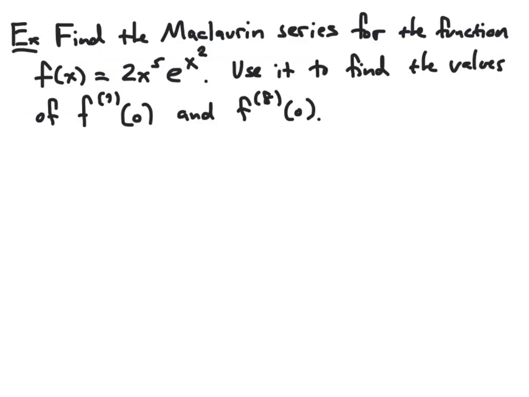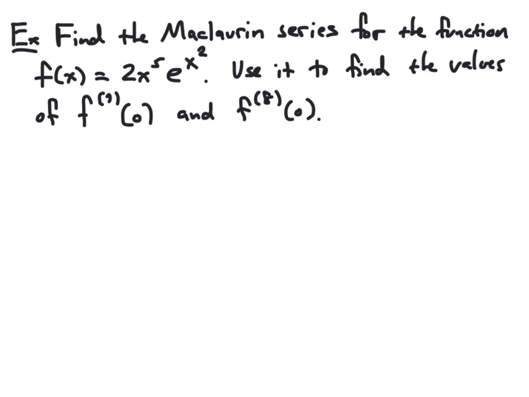For our first example, we want to find the Maclaurin series for the function f of x equals 2x to the fifth times e to the x squared. We then want to use this Maclaurin series to find the exact values of the seventh derivative of f evaluated at 0 and the eighth derivative of f evaluated at 0.